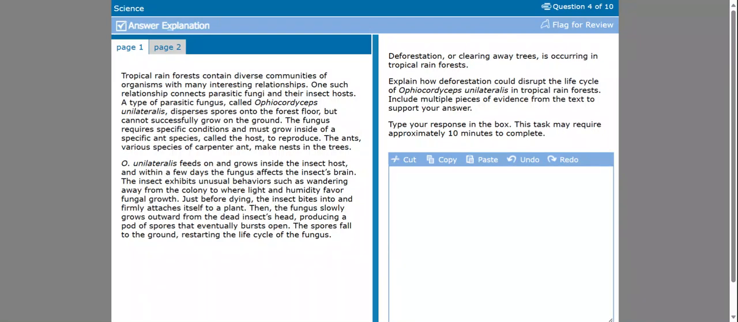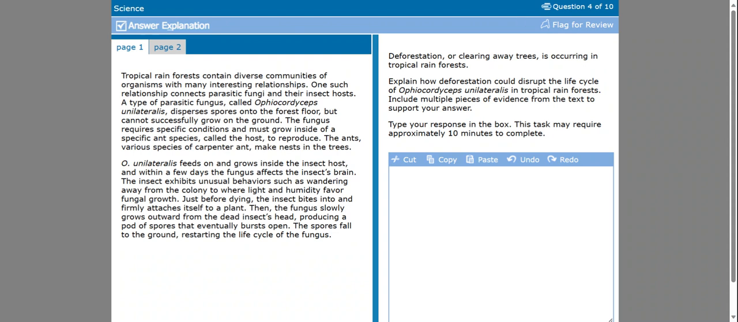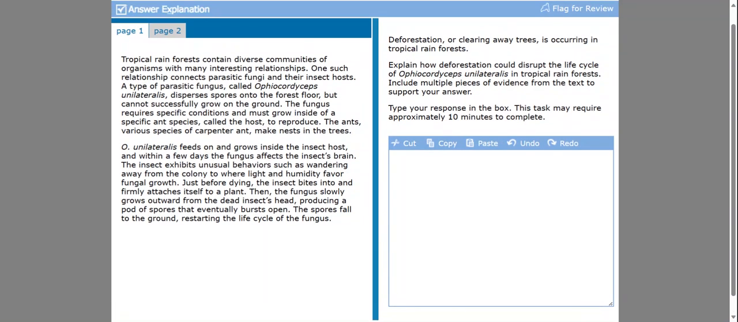In this video, we are going to be looking at the writing section of the science portion on the GED. What we have here on the left side of the screen is the passage, page 1 and page 2. On the right side of the screen is the writing prompt area where we type and also the question associated with it. So we're going to go ahead and read this question first, then we will go back in the passage and we will tackle this response.